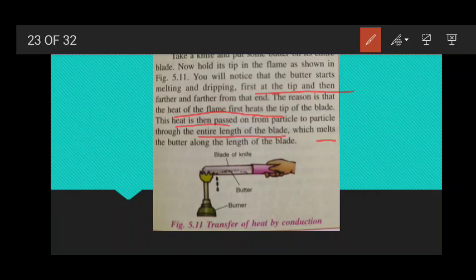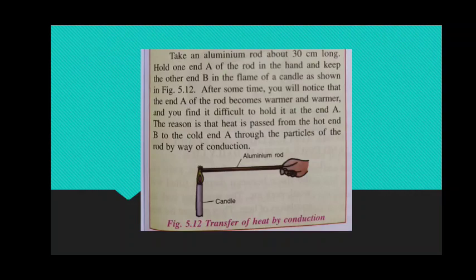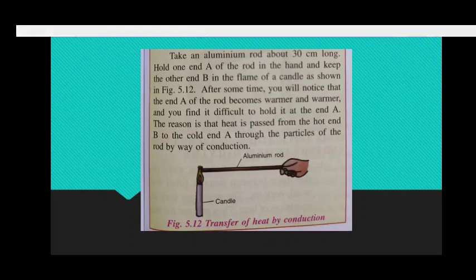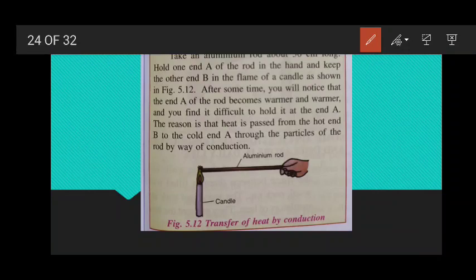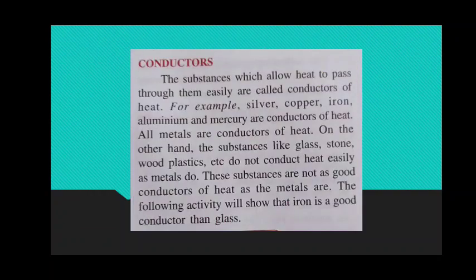Okay. One more activity is there, that is also very interesting. Take an aluminium rod, and hold one end A of the rod in the hand and keep the other end B in the flame. After some time you will notice that the end A of the rod becomes warmer and warmer, and you find it difficult to hold it at end A. What is the reason? The heat is passed from the hot end B to the cold end A, clear, through the particles of the rod, by the method of conduction.